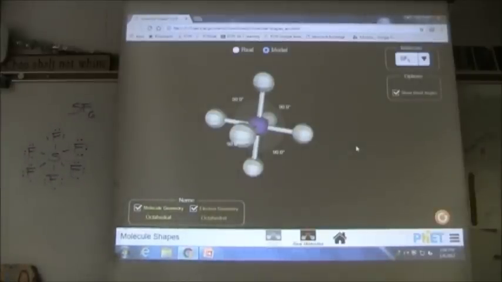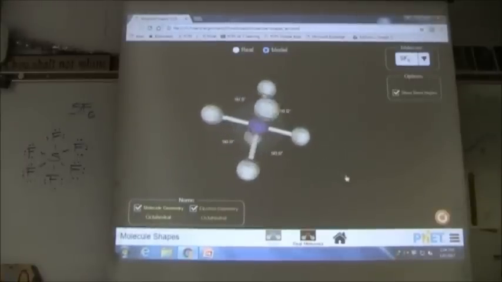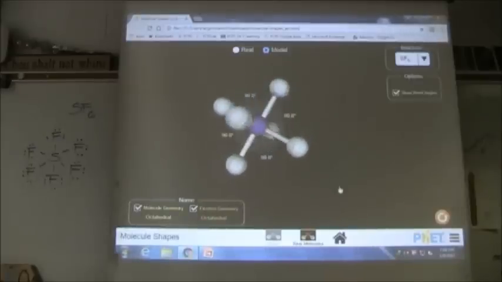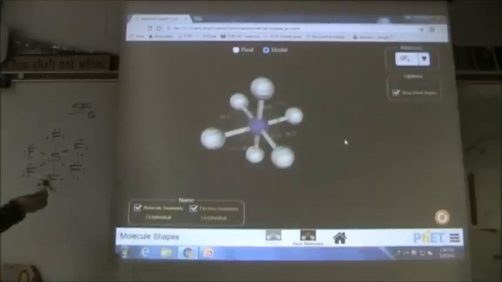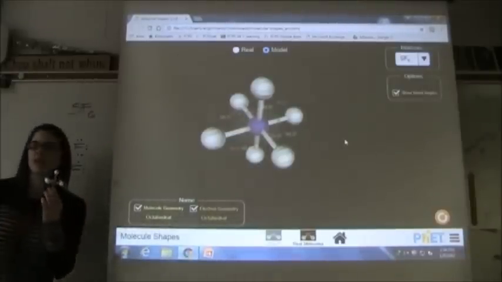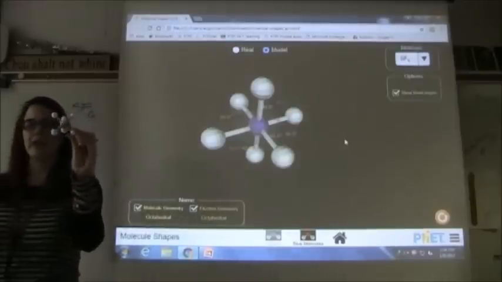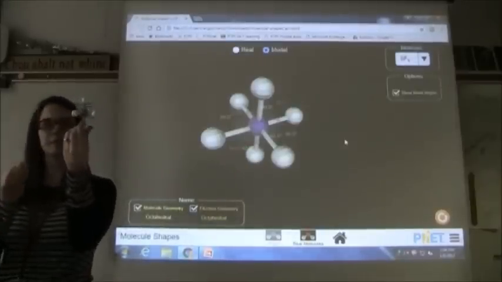Do you remember why it has the prefix oct? We talked about this. 8 faces to make it an octahedron. 90, 90, 90, 90. 90 all around. Okay. It is non-polar. Thank you. Yep, totally symmetrical.